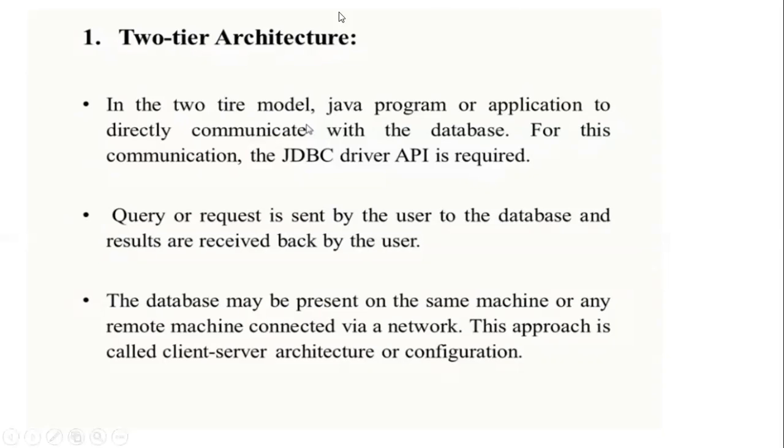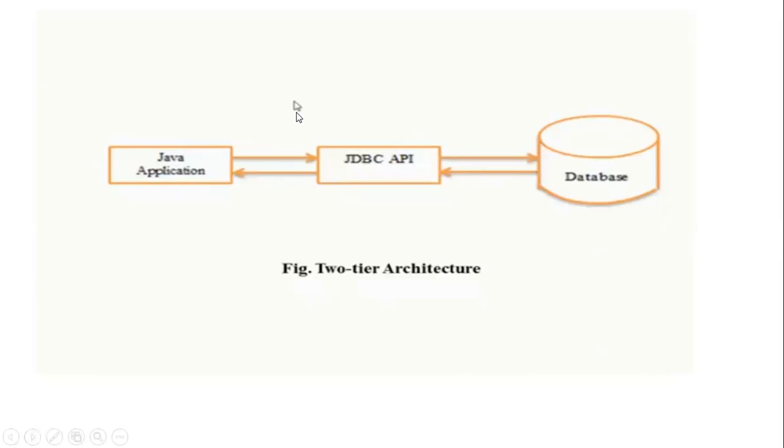If we see the diagram for this, this is a two tier: the Java application and the database, and the JDBC API through which the Java application can interact with the database. The Java application can connect with the database through the JDBC API.